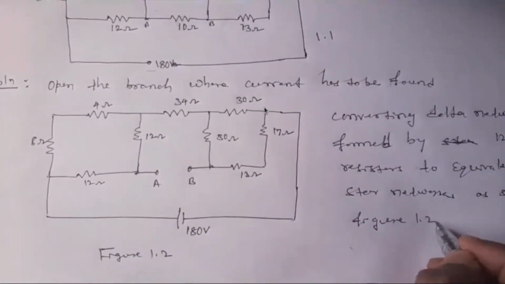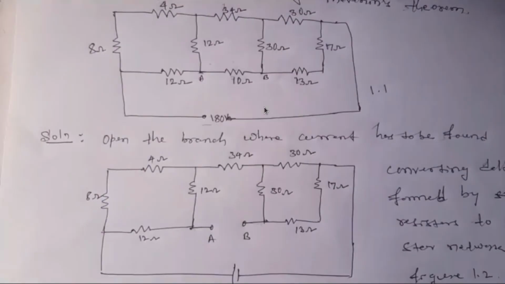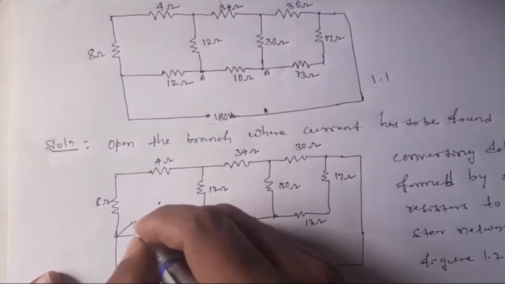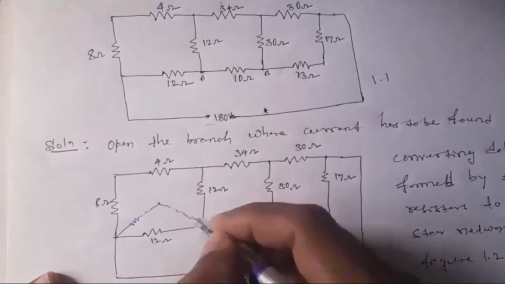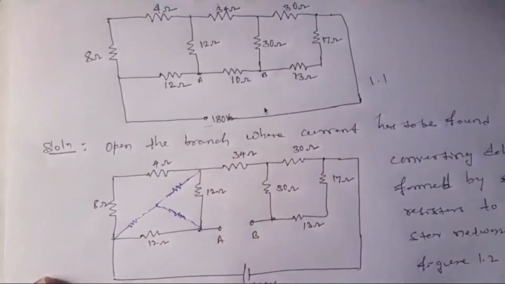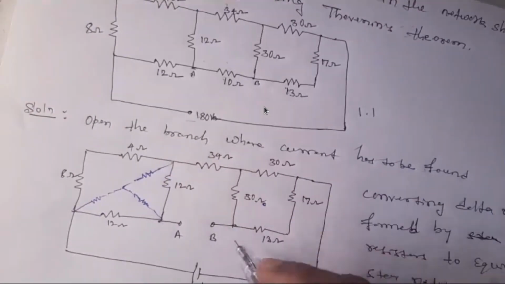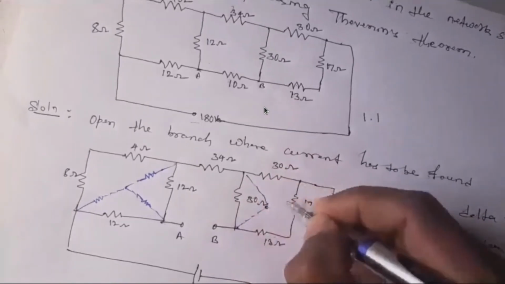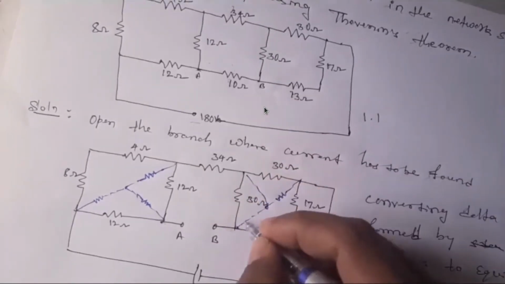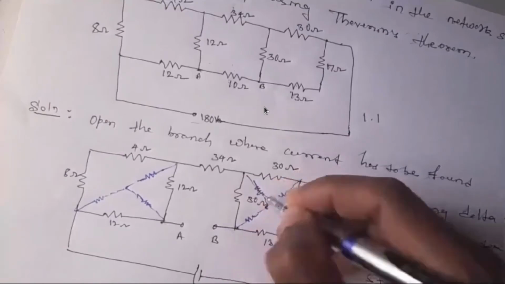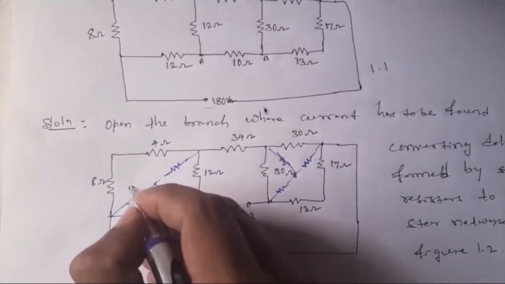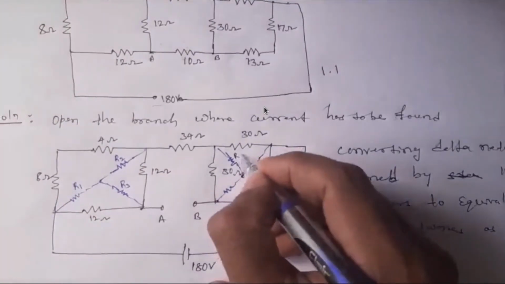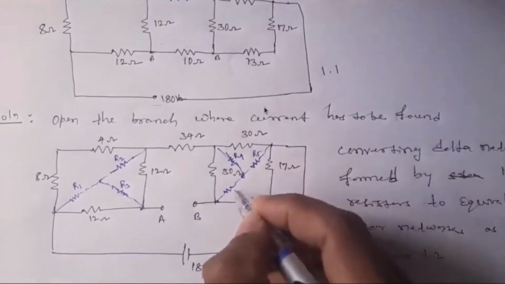Figure 1.2. So how do I convert? I'll show you here. Considering this one here, another here and a third one here. And here also, considering this 30, one is here, second one is here, and third one is here. Let me consider these as R1, R2, R3, and here these as R4, R5, and R6.